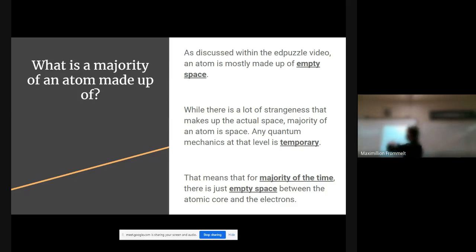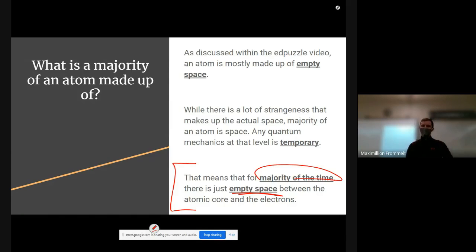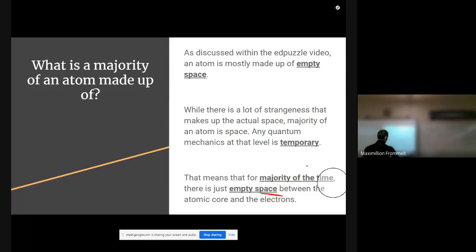So when we're talking about what makes up a majority of the atom, the only thing that's going to be there is space, because we're also not getting into quantum mechanics, as that gets much more messy and much more complicated. And so I condensed that all the way there at the bottom for you in a basic definition: for a majority of the time, there's just going to be empty space. Sometimes strange stuff might happen at the quantum level, but again, that's getting into quantum mechanics. That isn't a true definition about how that is going to happen.